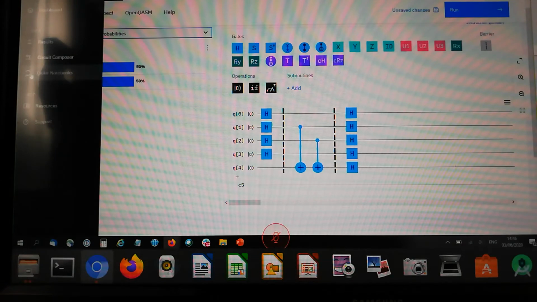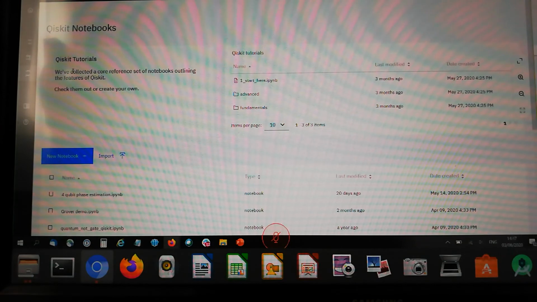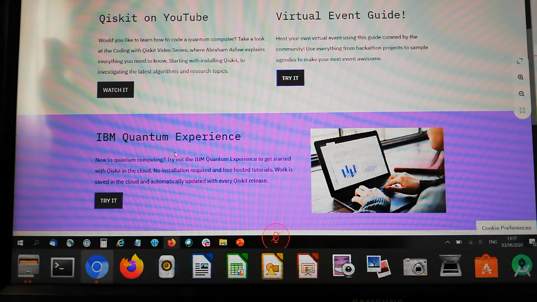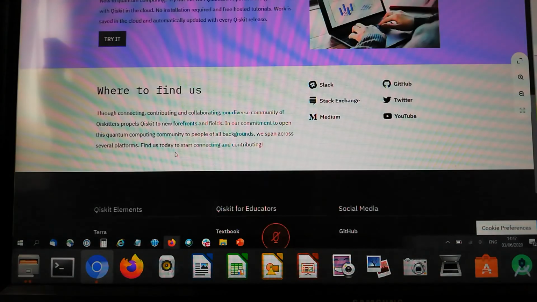and let's move to the environment, the Qiskit notebooks. So what is Qiskit? This is a software development kit for quantum. If you go to qiskit.org, then this opens up a website, and you can find a lot of information about Qiskit. On this website, there are videos on YouTube. This links to the Quantum Experience that we have worked on previously.